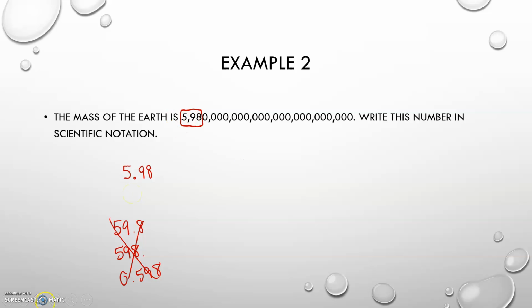And now I'm going to look at this and say, okay, how many places do I have to move the decimal point to get from here to in between the 5 and the 9? So let's count. I move it 1, 2, 3, 4, 5, 6, 7, 8, 9, 10, 11, 12, 13, 14, 15, 16, 17, 18, 19, 20, 21, 22, 23, 24. So since I move it 24 spaces, I'm going to write this as times 10 to the 24. It's always going to be times 10.